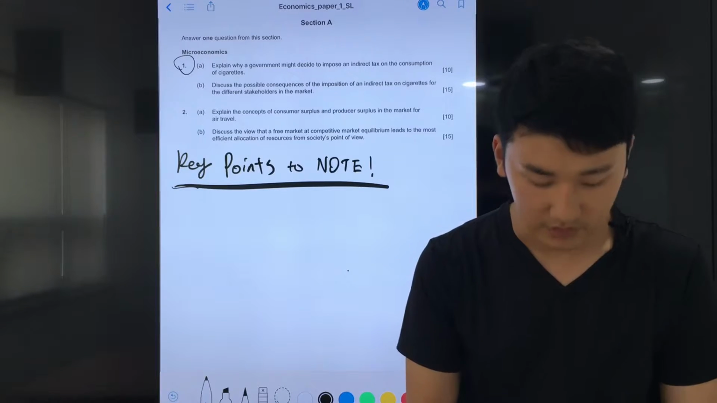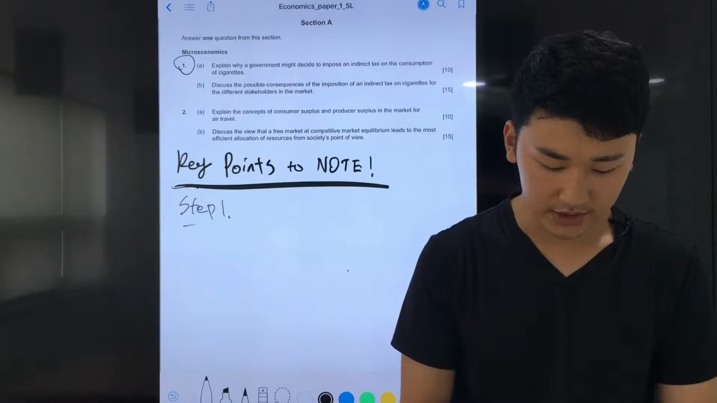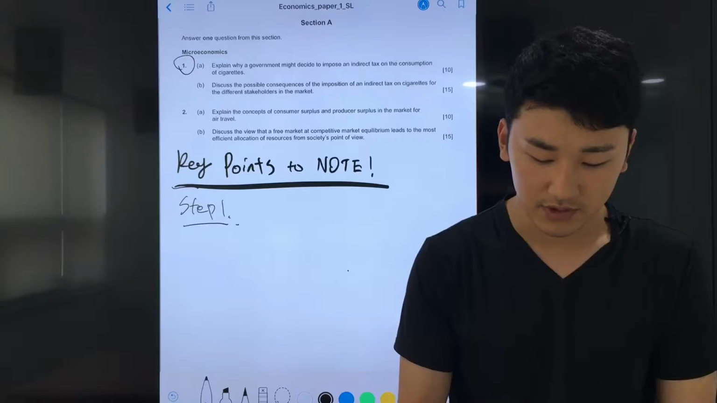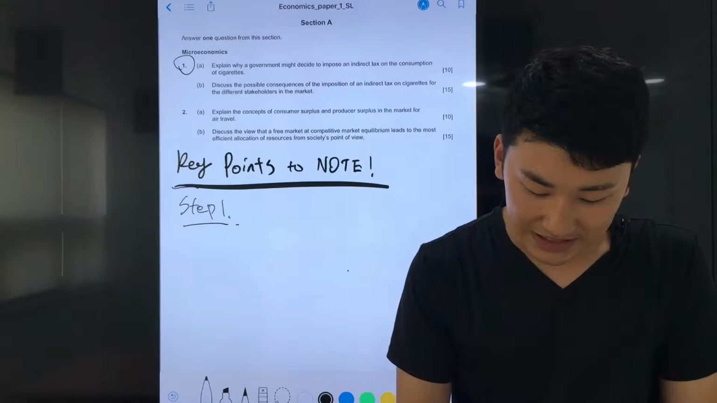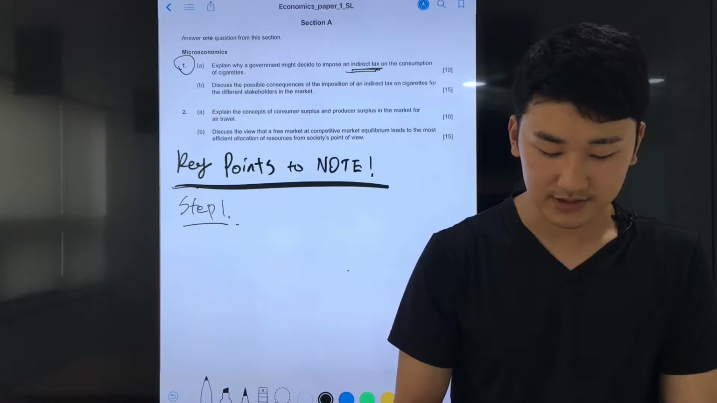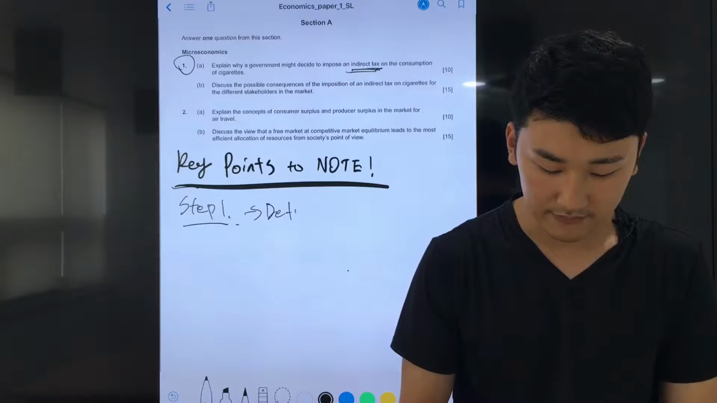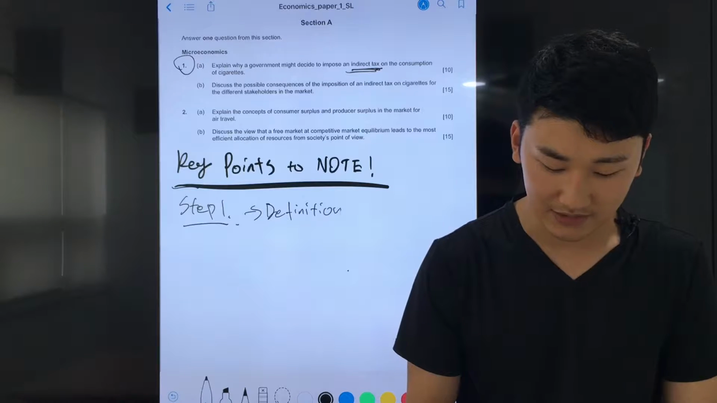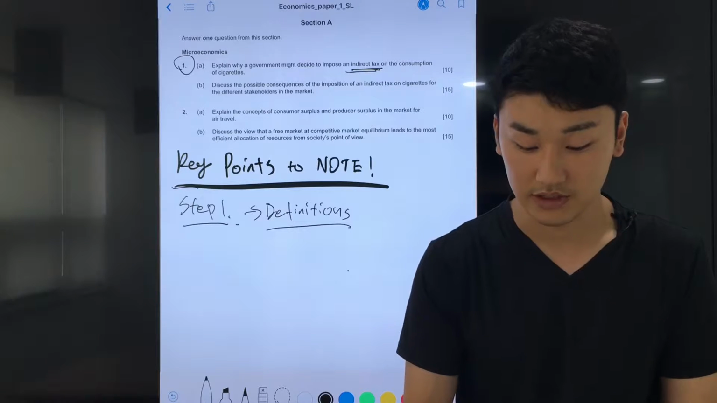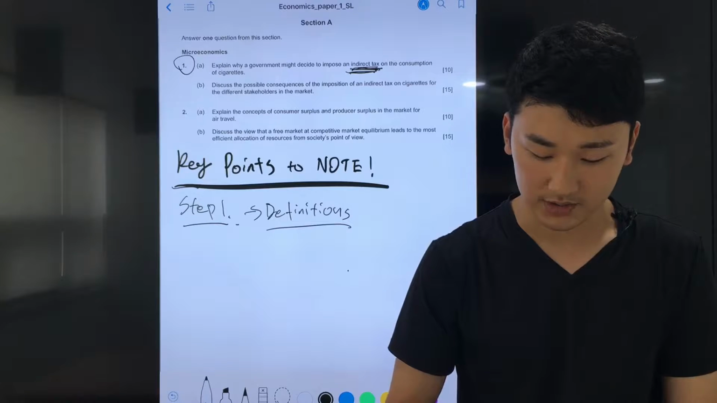Okay, so let's look at this. The first thing you're going to do, step 1, is to find the definitions that you need to write down. If you look at the question, indirect tax: you need to define this straight away. The first thing you do is definitions. Sometimes, kindly enough, the question tells you what definitions you need to write. Indirect tax here, a very kind question. They already told you. So here's a 1 mark, tick.